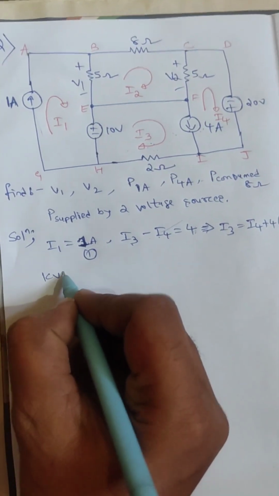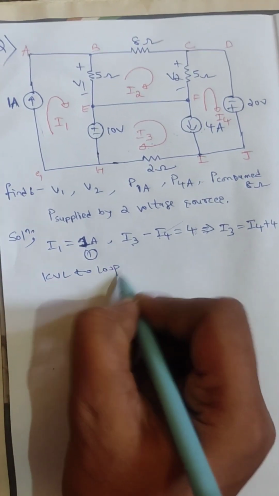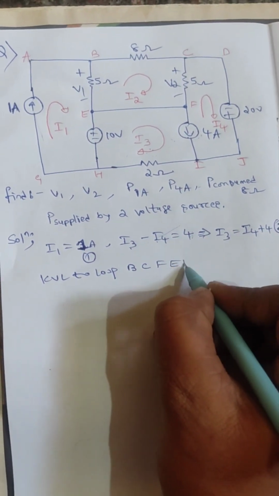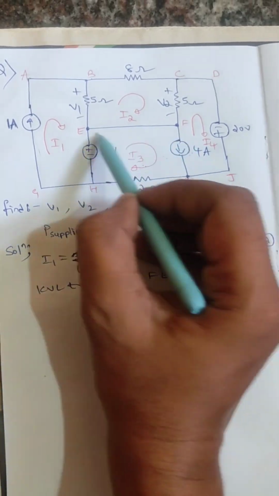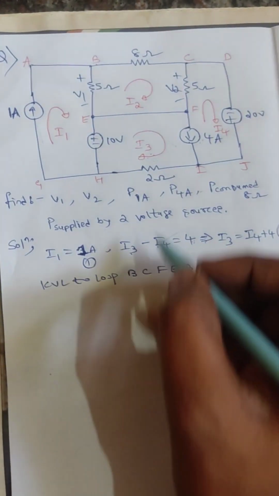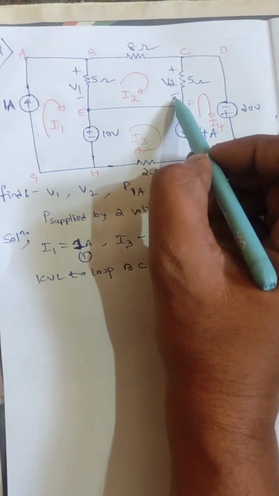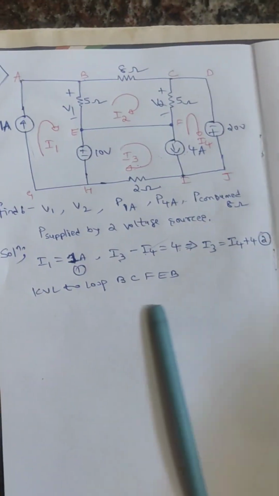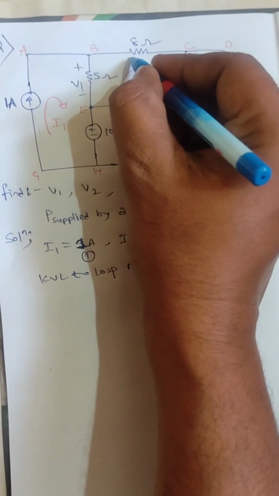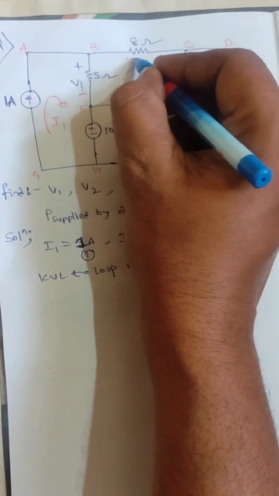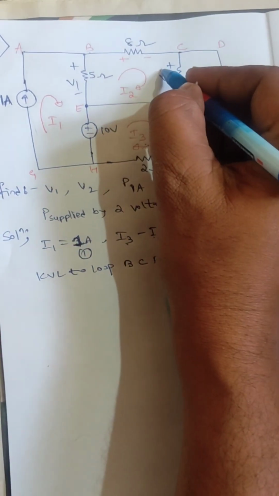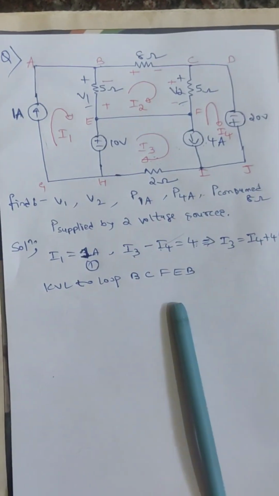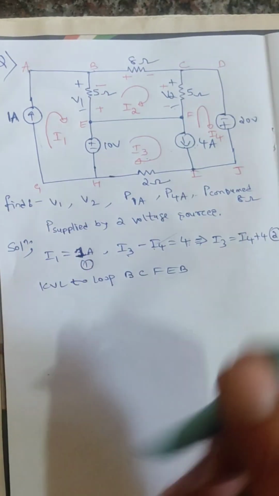Now apply KVL to the loop B, C, F, E, B. So for this loop apply KVL. Now forget about this polarity, forget about this and this polarity. Now simply mark the polarities as per this direction in that loop. Whenever current enters the resistor, mark positive, leaves negative. Current enters, mark positive, leaves negative.